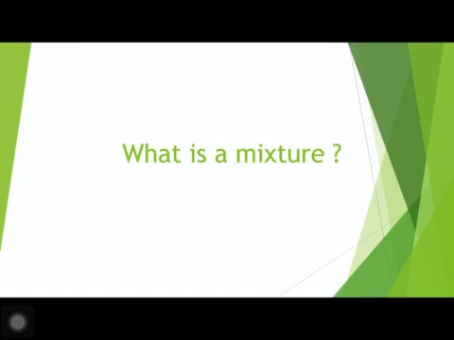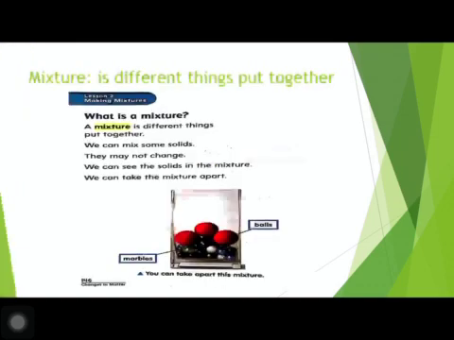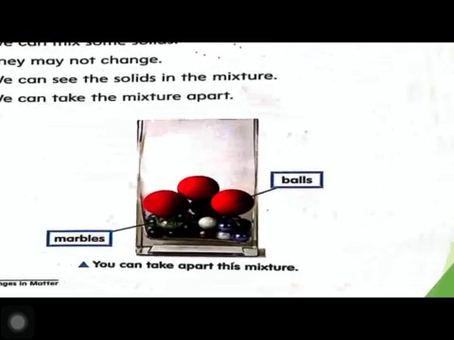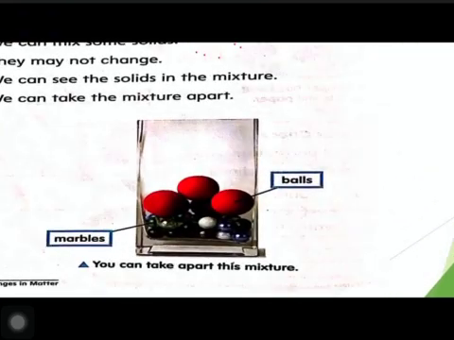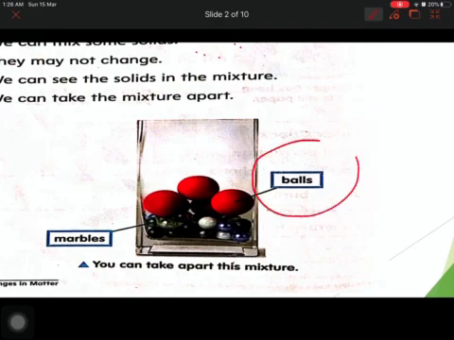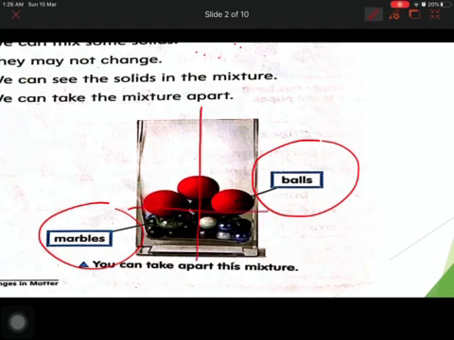So, what is a mixture? A mixture is different things put together, just like this picture. Look at this. We have balls and marbles, right? We can see the solids in the mixture. Can you see the balls and the marbles? Yes, we can. We can also take the mixture apart. Taking the mixture apart means to separate them, right?